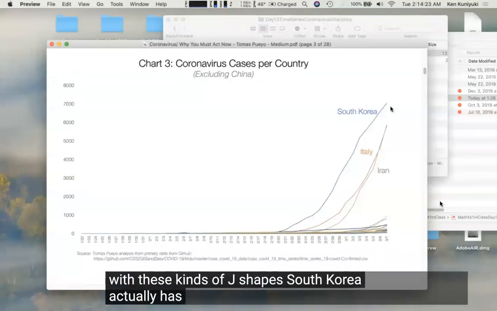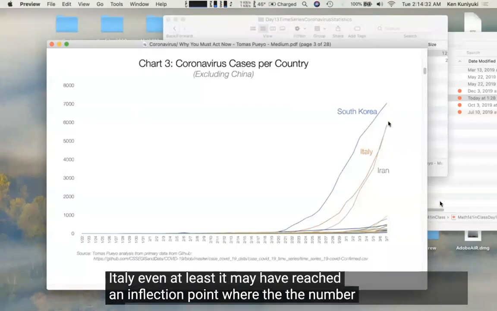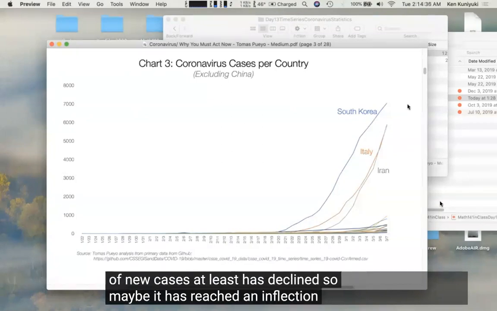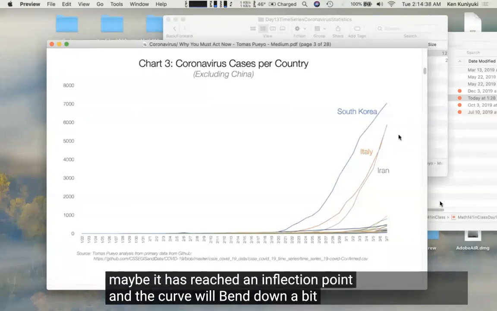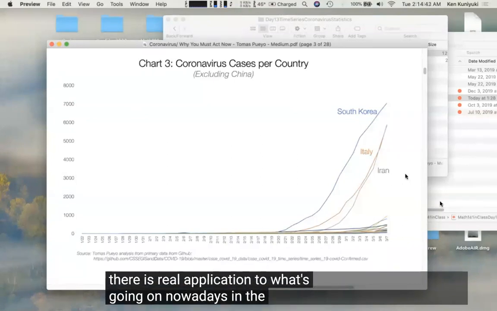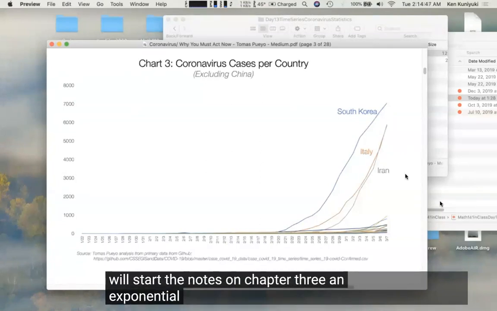South Korea actually has done a lot to combat this. Italy even, at least it may have reached an inflection point where the number of new cases at least has declined. So maybe it's reached an inflection point and the curve will bend down a bit. So there is real application to what's going on nowadays. In the next video, we will start the notes on chapter 3 on exponential. Yeah, sadly ironic. I know.